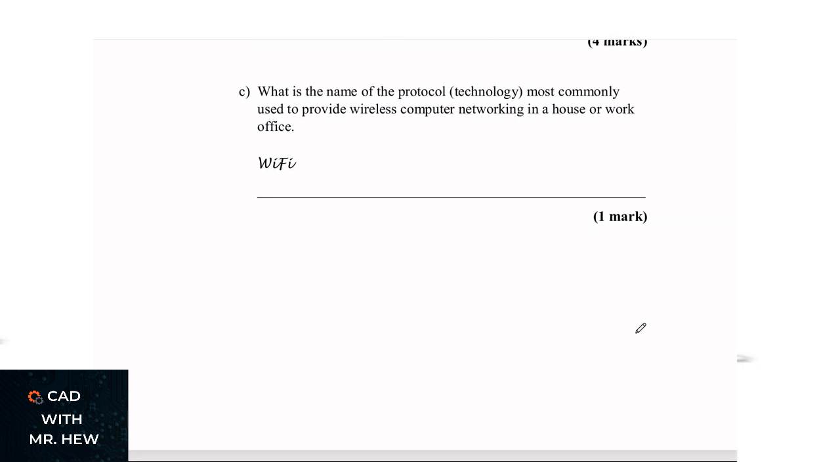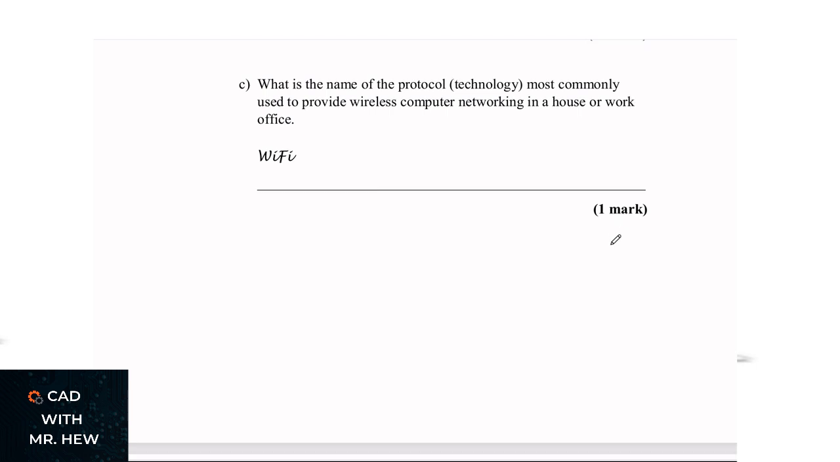Next question. What is the name of the protocol technology commonly used to provide wireless computer network in a house or office? The correct answer is Wi-Fi, and you would get 1 mark for this answer.